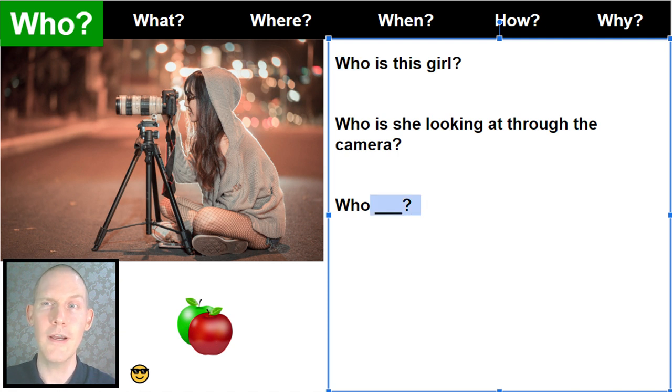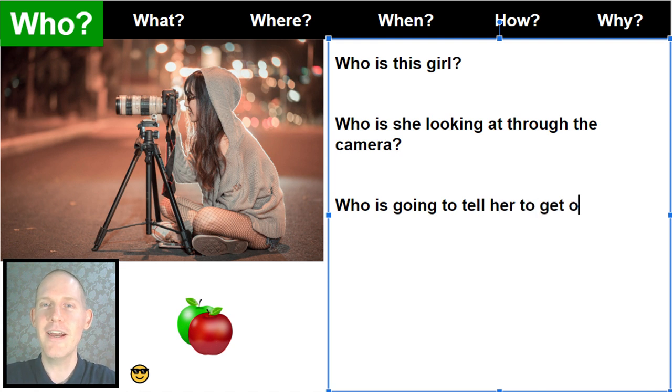I'm looking at the comments to see if you guys can help me out and make some who questions. Anything you want, as long as it's somehow connected to this picture. So I've done who is this girl? Who is she looking at through the camera? Let's say, who is going to tell her to get out of the road? This crazy girl is sitting in the middle of the road, and we can't see if the road is blocked off. But if traffic comes and she's looking through her camera, she might have a problem.